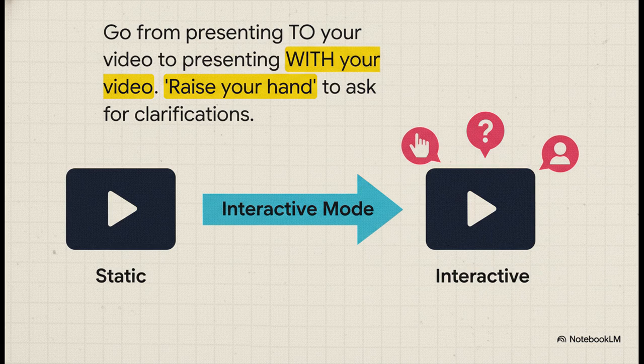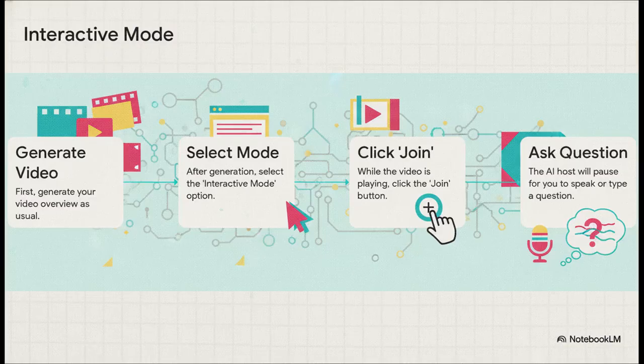Now for a really advanced feature that feels a little bit like science fiction, interactive mode. This completely transforms the video from something you just sit back and watch to a dynamic presentation that you can actually engage with in real time. Here's how it works, and it's actually super simple. After your video is generated, you just select interactive mode. As it's playing, you can click a button that says Join. And get this, the AI host will actually pause at a good spot, turn to you, and ask if you have any questions. You can then speak or type your question to get more detail right then and there.